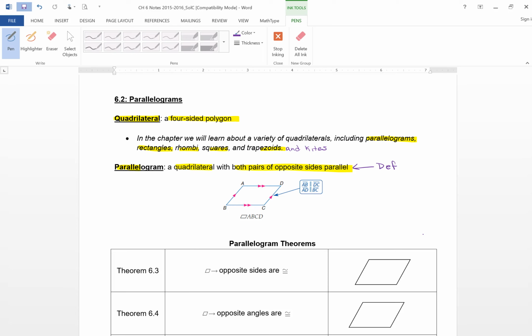So if on the test I ask you, what is a parallelogram? And you say, a quadrilateral with parallel sides, not the complete answer. A quadrilateral with two parallel sides, not the complete answer. With both pairs of opposite sides parallel. Please, please, please remember that. Okay. In a proof, if you want to use this fact, it's the definition of a parallelogram. Okay? All right.